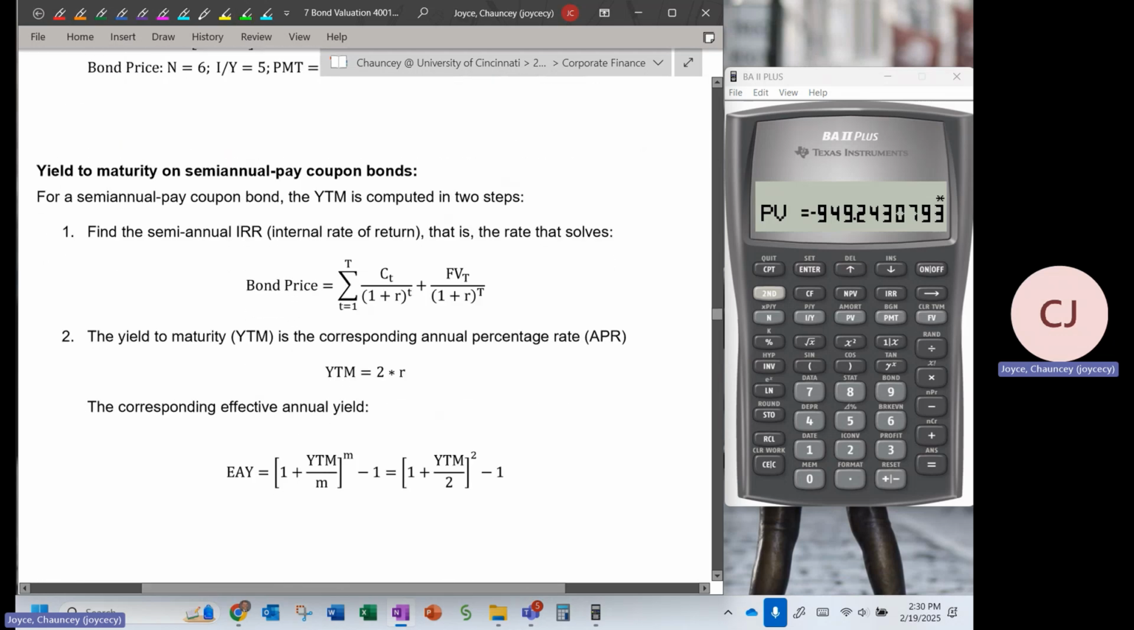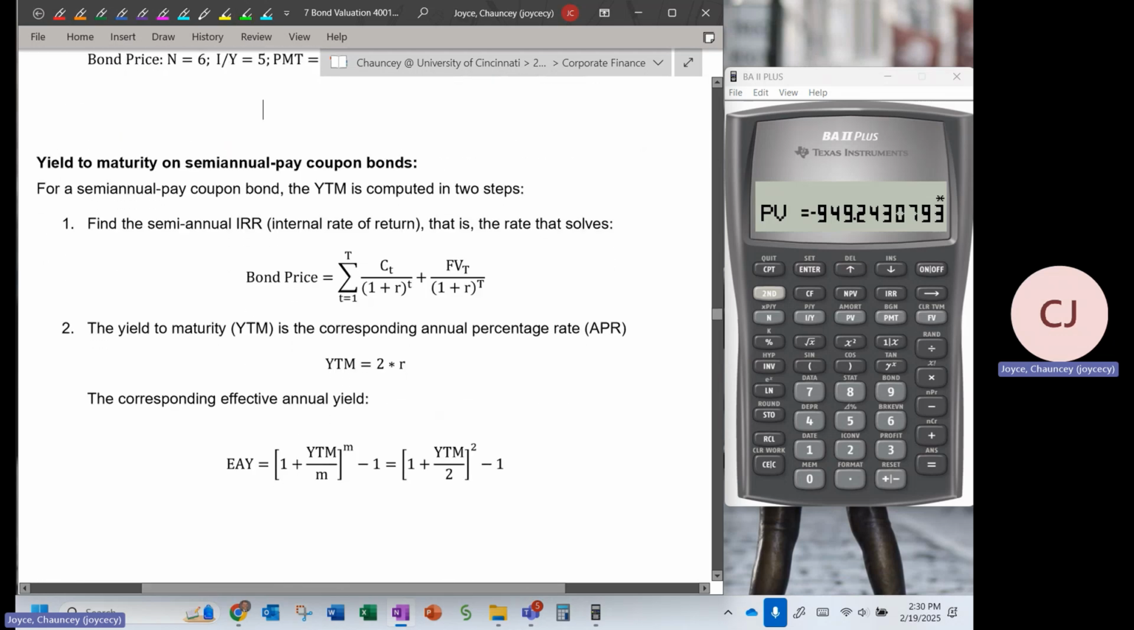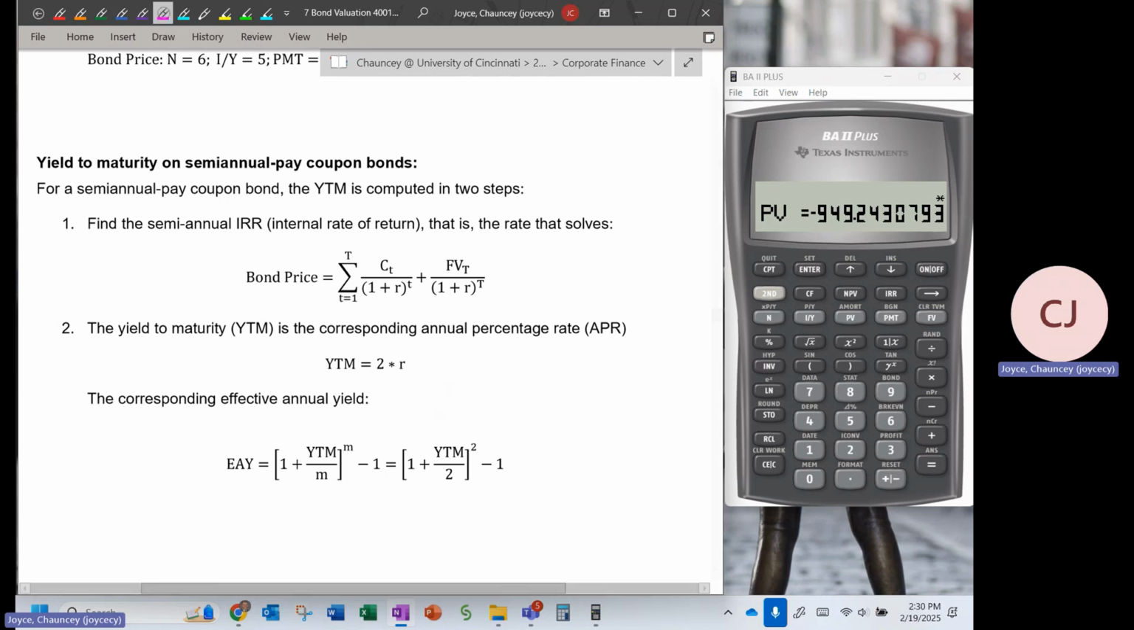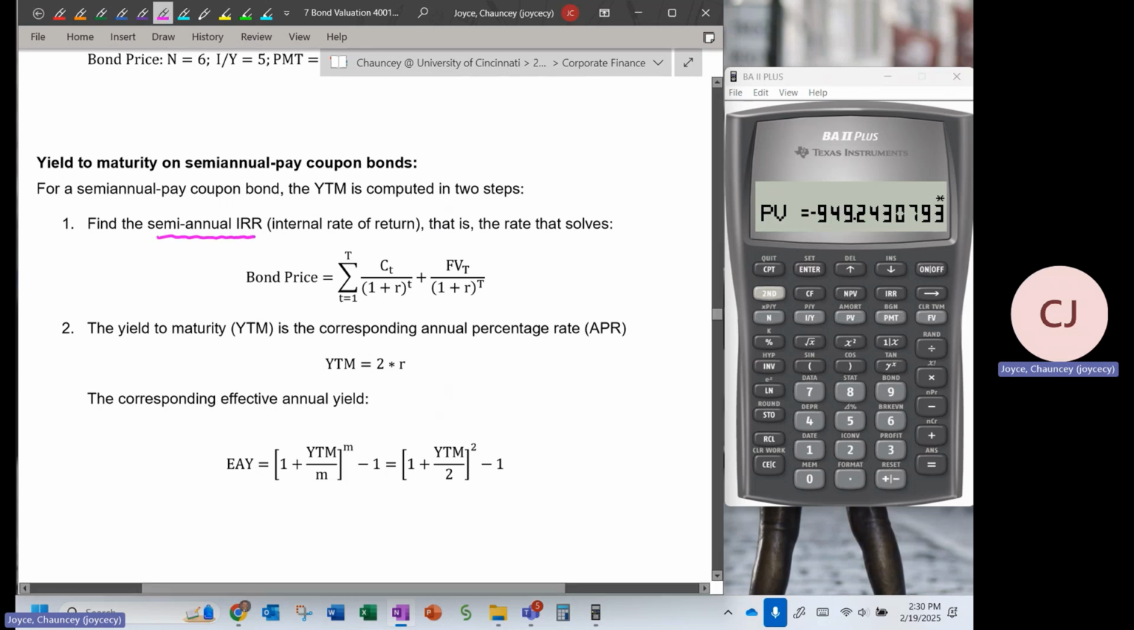Finding the yield to maturity on a semi-annual pay bond. I just wanted to set this up for you so you can view the yield to maturity as an internal rate of return. So if you're trying to find the yield to maturity on a semi-annual pay coupon bond, there are two steps to this. First, you find the semi-annual IRR, the internal rate of return. If you remember from capital budgeting, you'll know what that is. If not, we'll get to it eventually when we talk about capital budgeting.